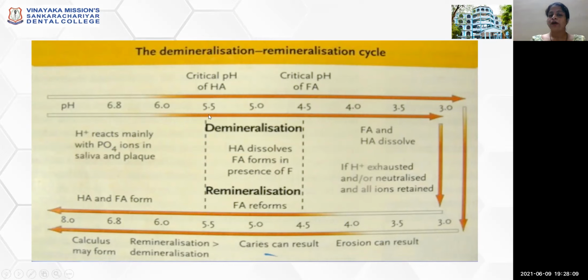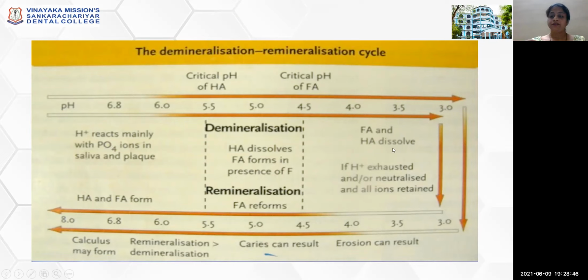So below 5.5 there is dissolution of the hydroxyapatite crystals. FA is fluorapatite crystals. Fluorapatite is formed when fluoride comes in contact with the apatite. The critical pH for fluorapatite is 4.5, which is the pH where it dissolves. If the pH continually falls, the fluorapatite also dissolves.